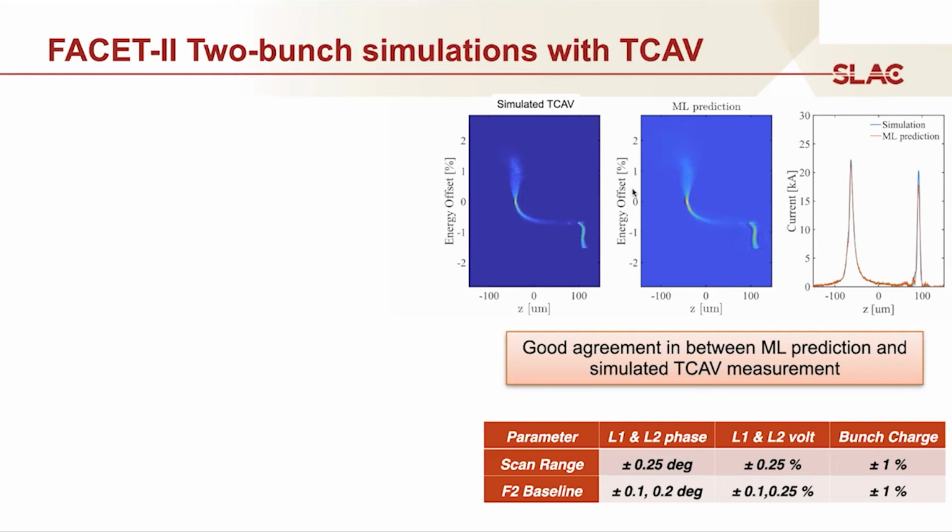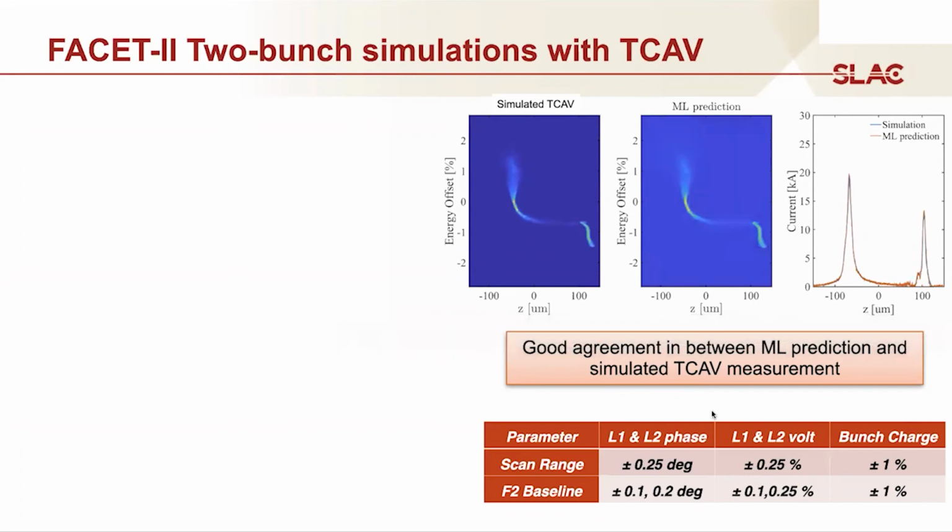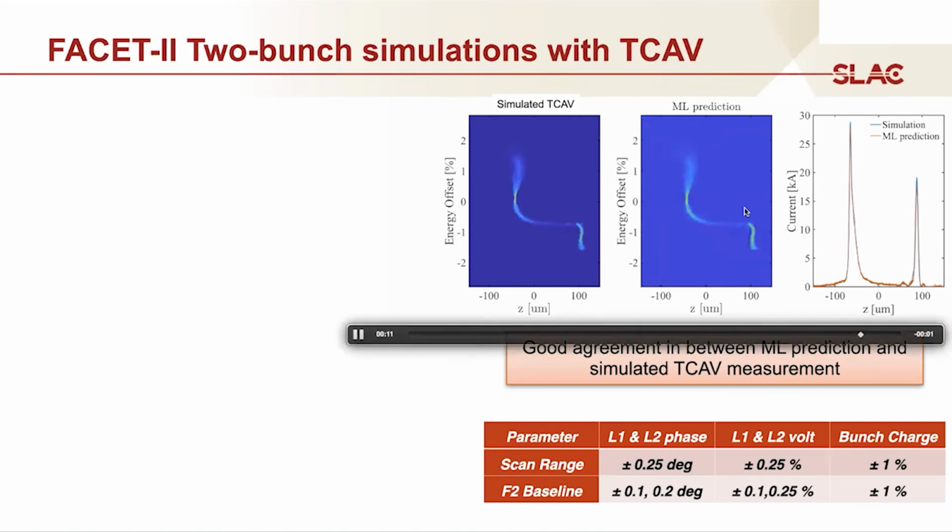And what we see is that, not surprisingly, you get good agreement between the machine learning prediction and the simulated TCAV measurement. And this also should start some kind of animation where it shows that for different shots, you can see the machine learning model does a good job of reproducing the changes in the longitudinal phase space and also the current profile. And this is for similar scan ranges to what I showed before. So this is encouraging and positive, this is something that we'd love to see in the control room, really, when we start this up.